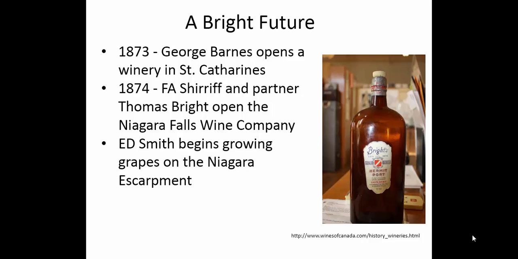The Barnes Winery would ultimately be sold to Grimsby Wines Limited and Parkdale Wines, who were acquired by Labatt in many later years. The Niagara Falls Wine Company would form the basis of Bright's Wine Company, which would lead to Vincor and ultimately the modern-day owner Constellation Brands, which is, of course, one of the biggest wine companies in the world. E.D. Smith subsequently started a vine nursery and became Ontario's first major shipper of grapevines.